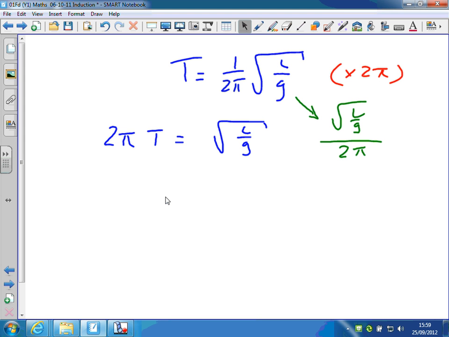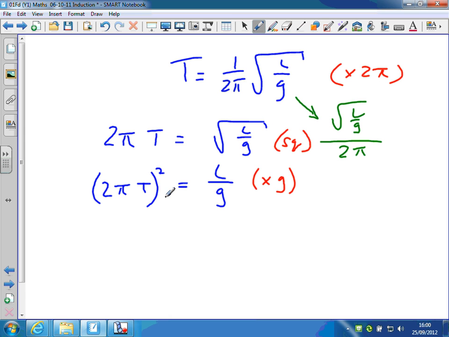And now I look at it and say, right, the last thing that happened on the right hand side was square rooting. So square to get rid of that. Square both sides. So how do I show this on the left hand side? I rewrite what's on the left hand side and I square it. And then finally, to get back to L, how do I get rid of the divide by G? Multiply by G. So it's a 3-step process to rearrange this formula.